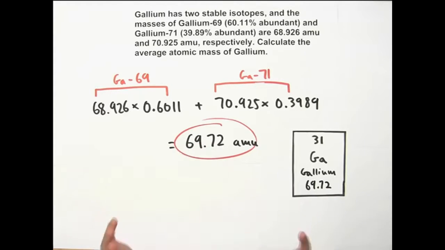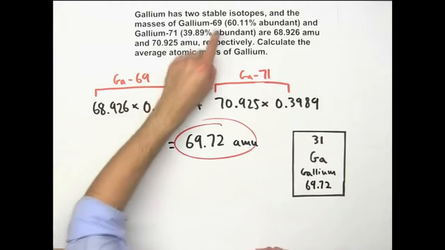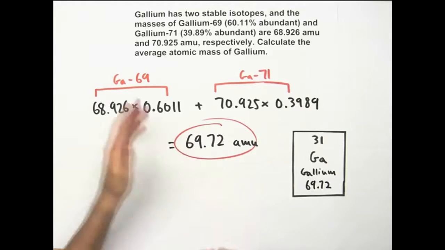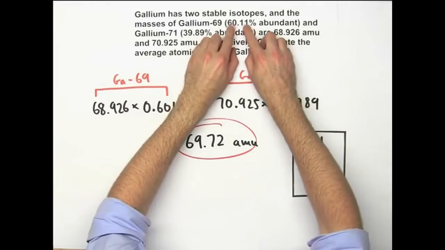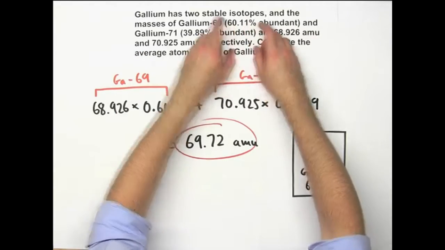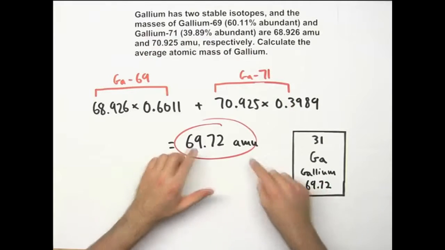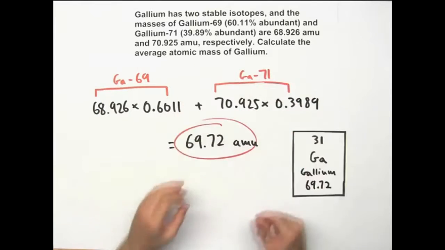which matches what we just calculated. Now, very quickly, check this out. We have two isotopes of gallium. One weighs about 69, the other weighs about 71, and the mass is closer to 69 than it is to 71. And that makes sense because there is more gallium-69, 60%, as compared to gallium-71, which is only about 40% abundant. So it makes sense that our weighted average should be closer to this one that's more abundant than to this one, which we don't have as much of.